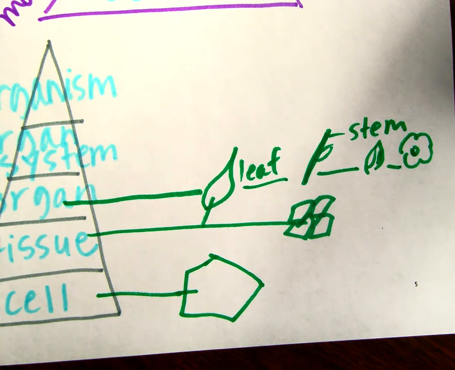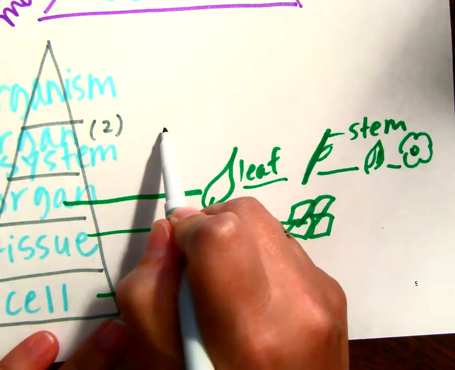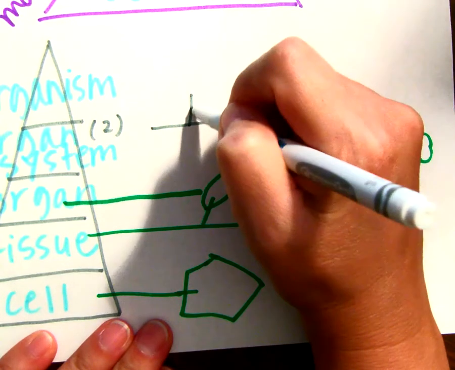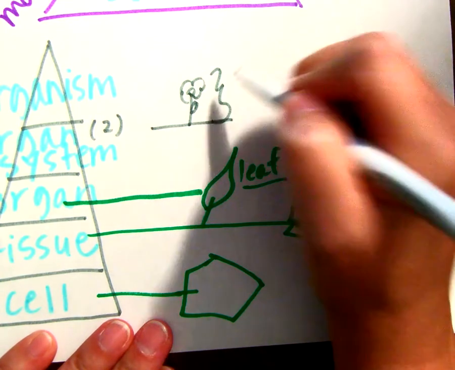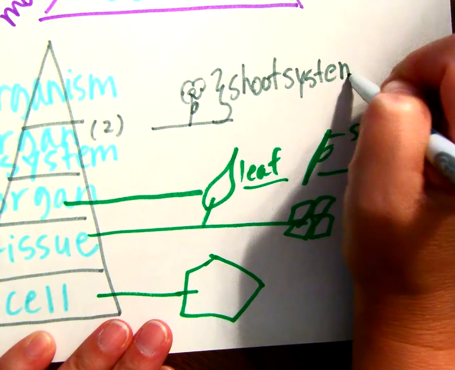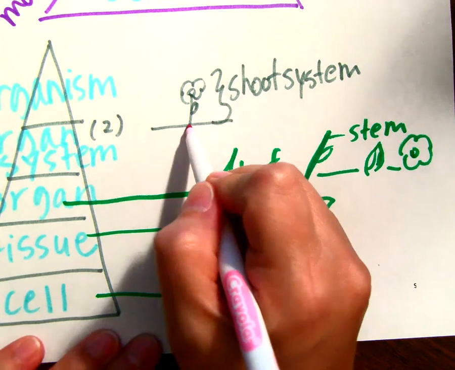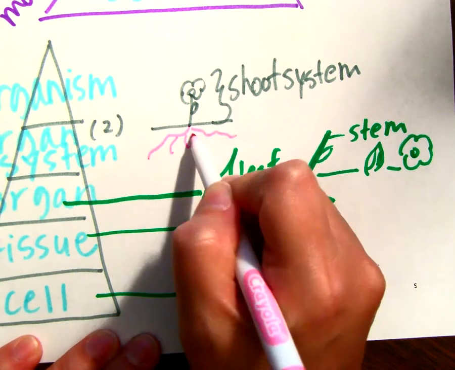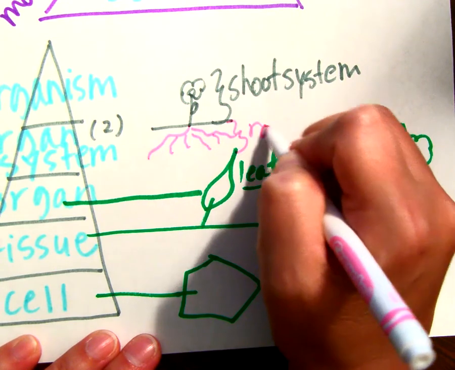Now, organ systems, it's a little bit different. They only have two. Plants only have two organ systems. Okay? The top part that you see above the ground, this is the shoot system. Okay? And then we have everything that's below ground. Yeah, I bet you can guess what this is called. This is the root system.